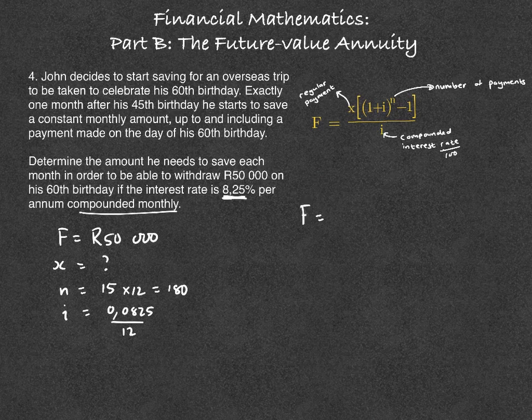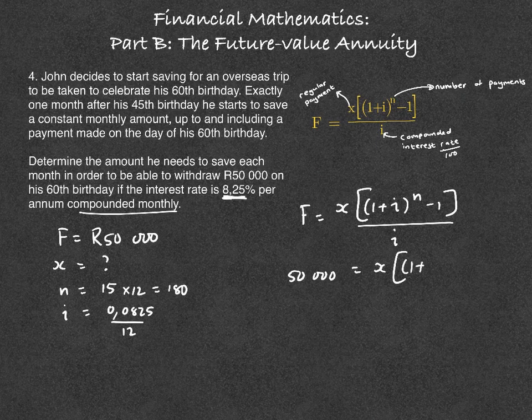So F is equal to X times (1 plus i) to the power of n, minus 1, over i. So F is 50,000. X we want to work out. And then we've got 1 plus i, where i is 0.0825 over 12, to the power of n. There's 180 payments, minus 1, over i, which is 0.0825 over 12. Okay, same story now as we did in question 3.